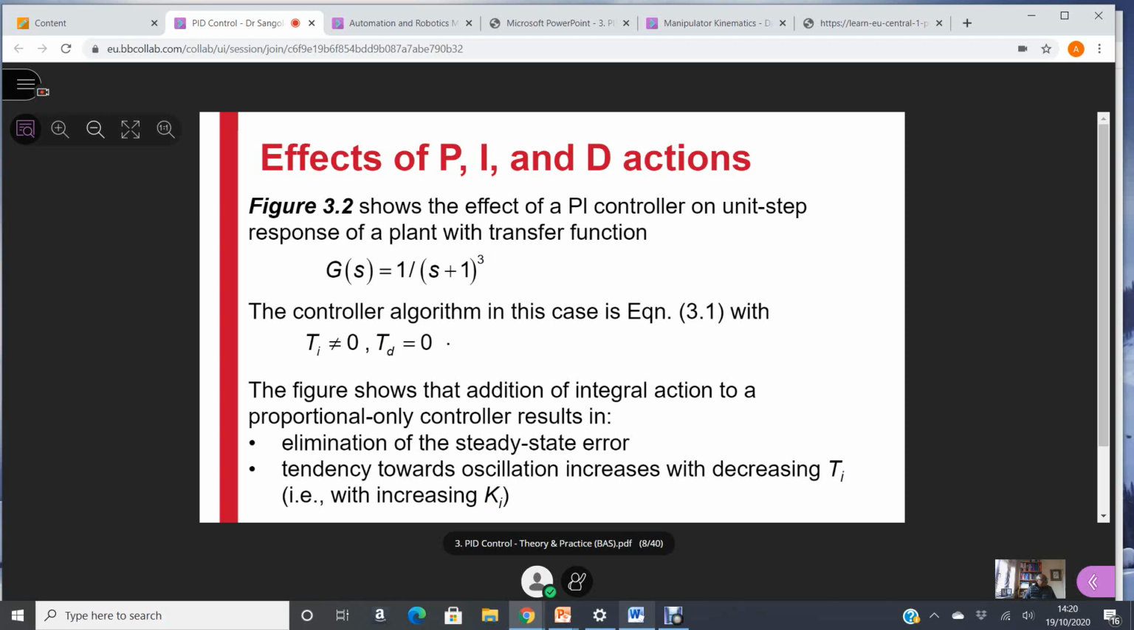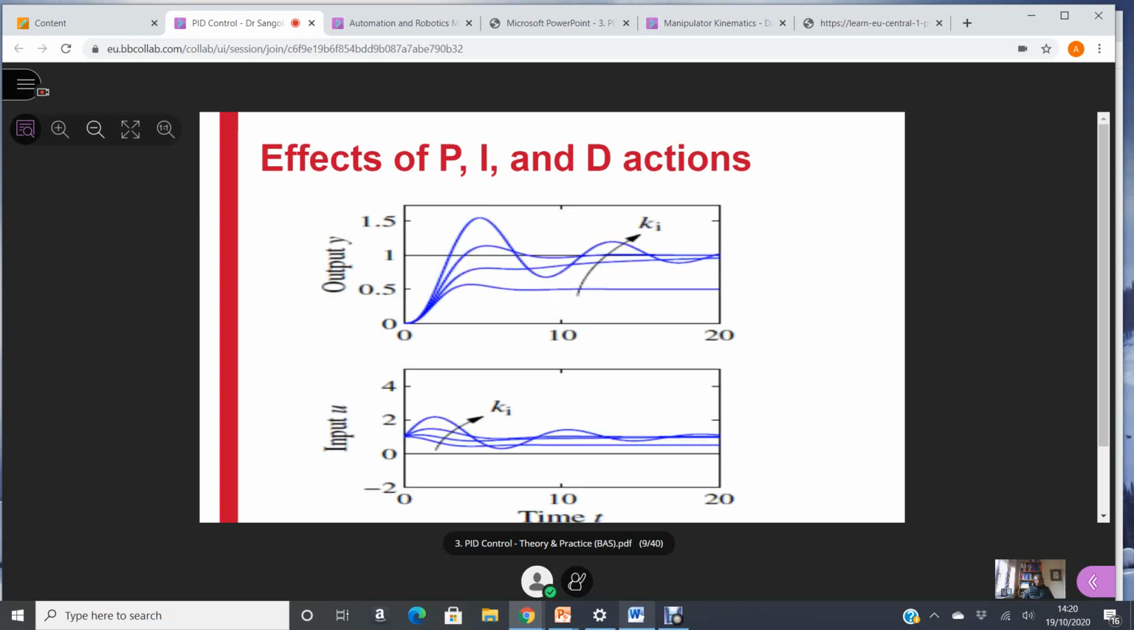And this is what you will see in this case. Again, the black arrow with the Ki on it is showing you the direction of increasing Ki. So you start with the lowest curve. You have 4 curves in there. The lowest curve has the lowest Ki value, or the highest Ti value. And then as you increase Ki, you're going to the second curve, the third curve, and then the fourth curve. Okay? So increasing Ki, remember, means reducing Ti. So they go hand in hand.